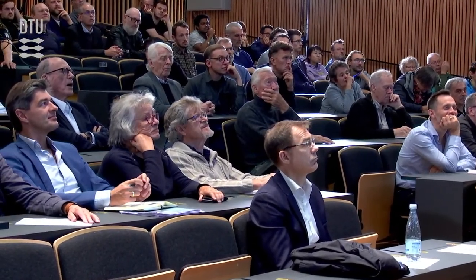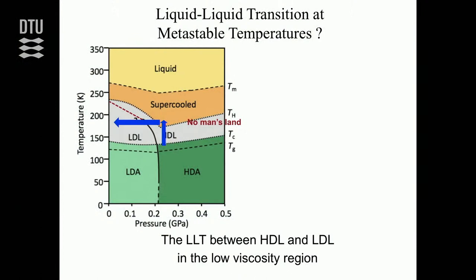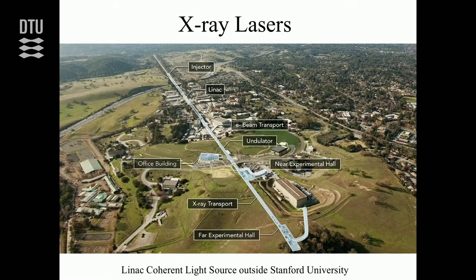The question is, would such a transformation also exist at this higher temperature, still in this no man's land? Can we actually test if the two different liquid states exist, where we have a low viscosity? And we have to then do experiments in this region. And we can do that by using tools that I had the pleasure to be at the laboratory where they were developed. And here's a picture of the first X-ray laser in the world, which is called the Linac Coherent Light Source outside Stanford University at the laboratory SLAC National Accelerator Laboratory, where I was located before.